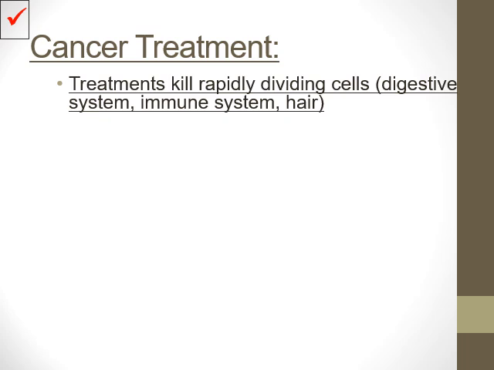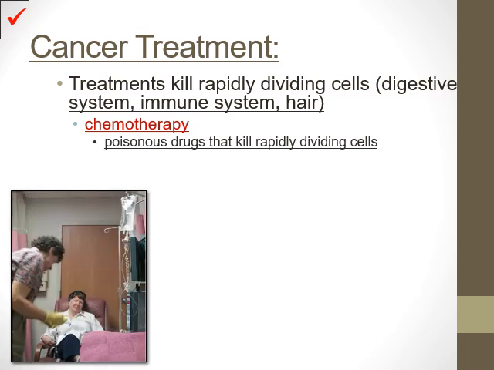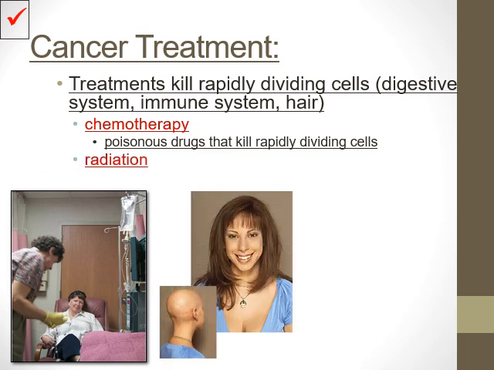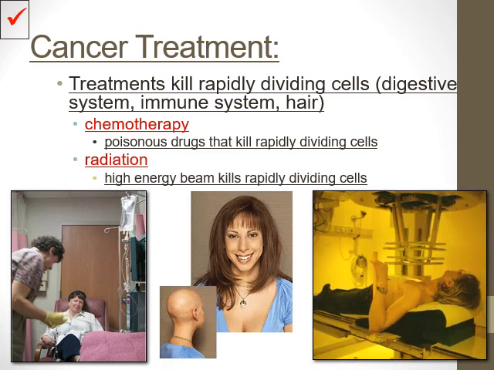Cancer treatment. There are a couple of different ways of treating cancer. Specifically, what we use to fight it off are treatments that kill rapidly dividing cells. They do attack the cancer cells, but unfortunately they also attack other cells in the body that divide rapidly. For example, cells in our digestive system, immune system, and even our hair. There is chemotherapy, which are poisonous drugs that kill off rapidly dividing cells, normally given through a series of injections. And there's also radiation treatment, where a high energy beam is focused to kill off rapidly dividing cells.